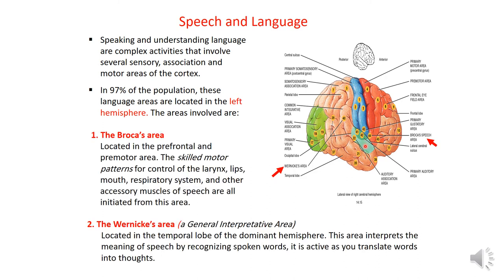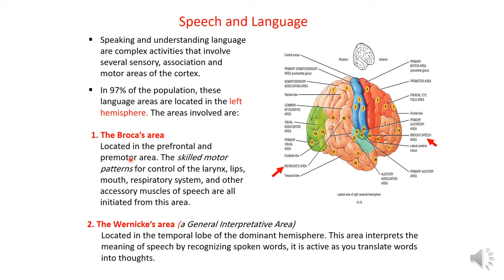So at your level, we are going to focus on two main areas, the Broca's area. Broca's area is named after a neurosurgeon whose name is Paul Broca. Paul Broca was following a patient with difficulty in speech. When this subject died, he took his brain, made a pathological examination, and found that the lesion is present in this region. So if someone has a difficulty in speech, this means that he has a damage in Broca's area.